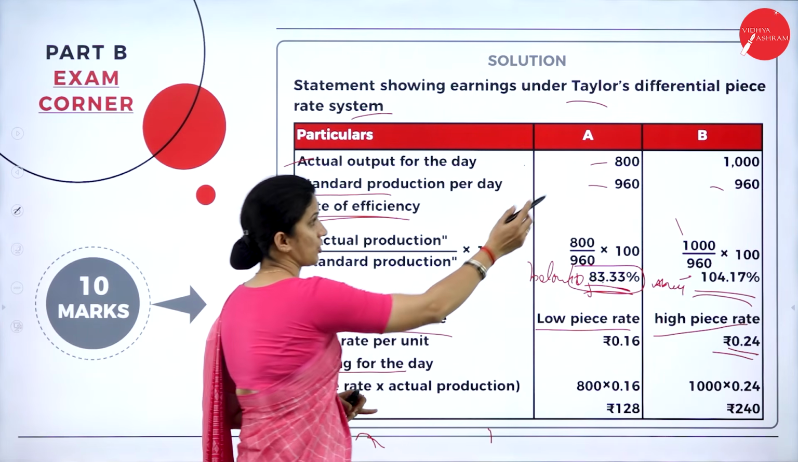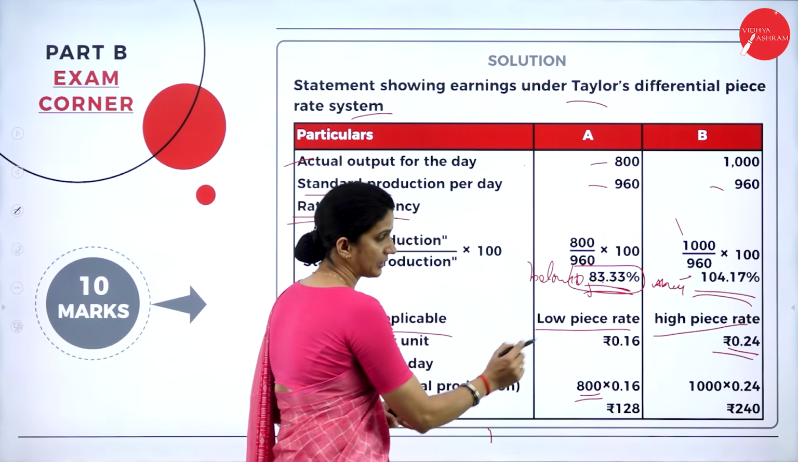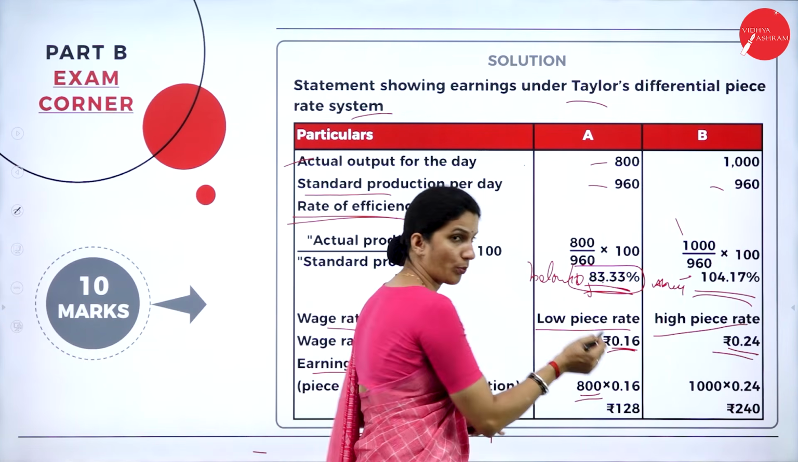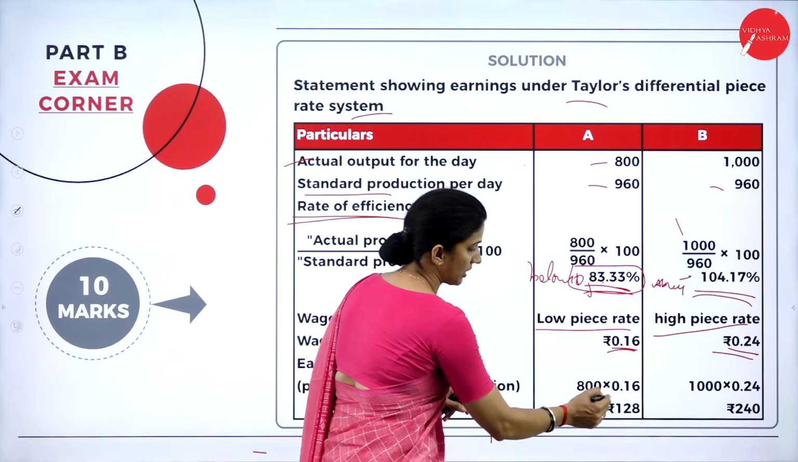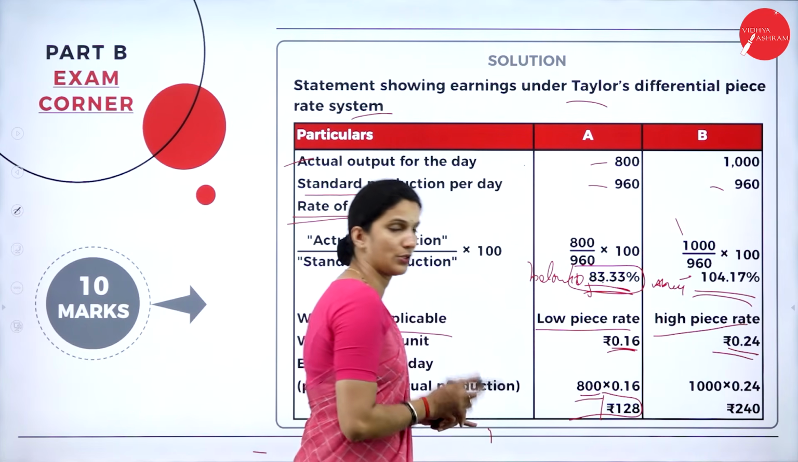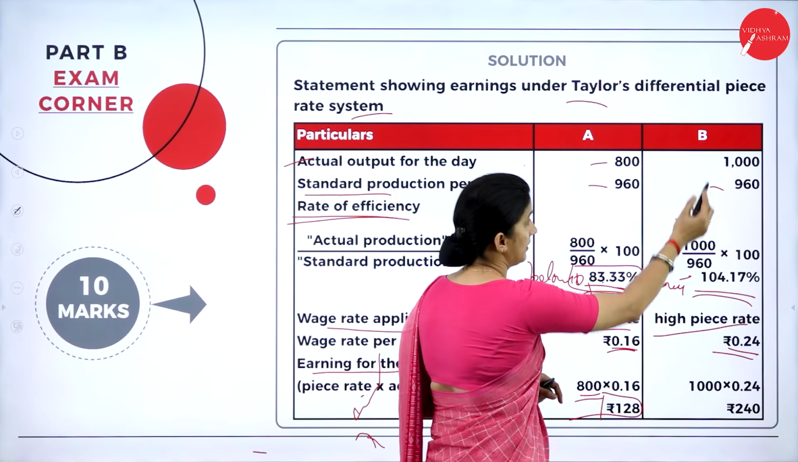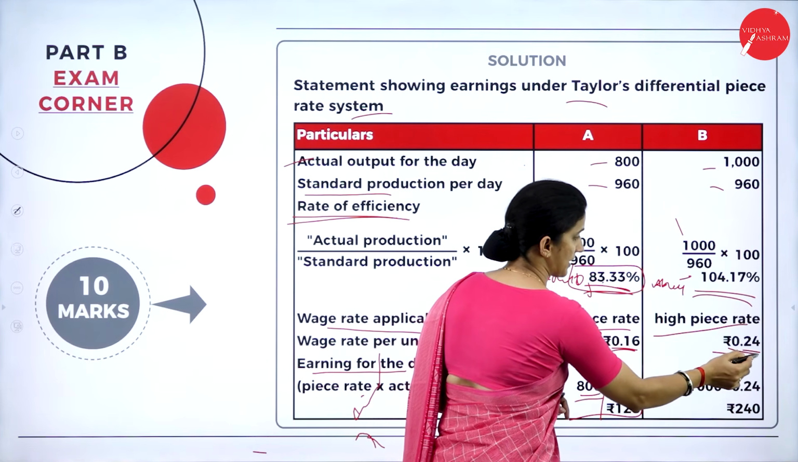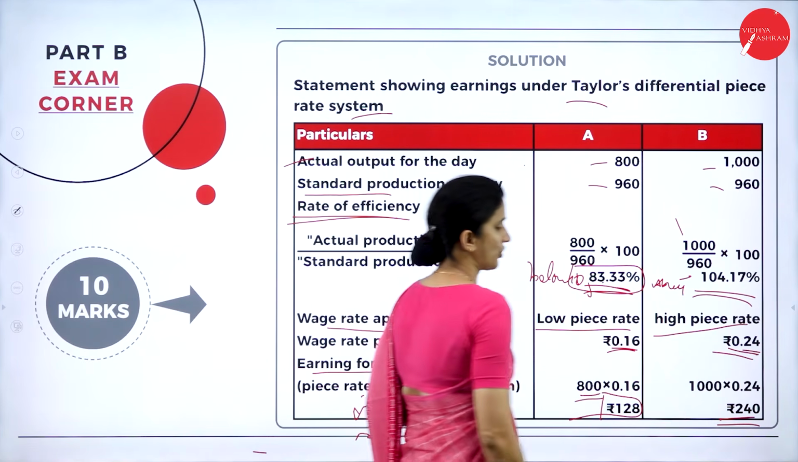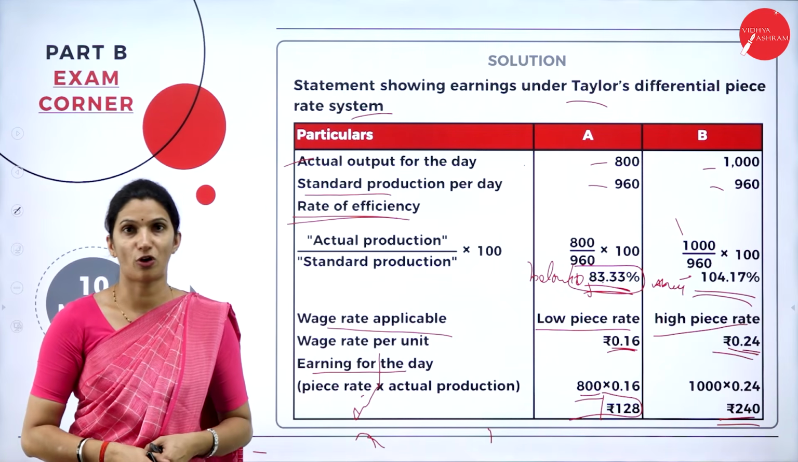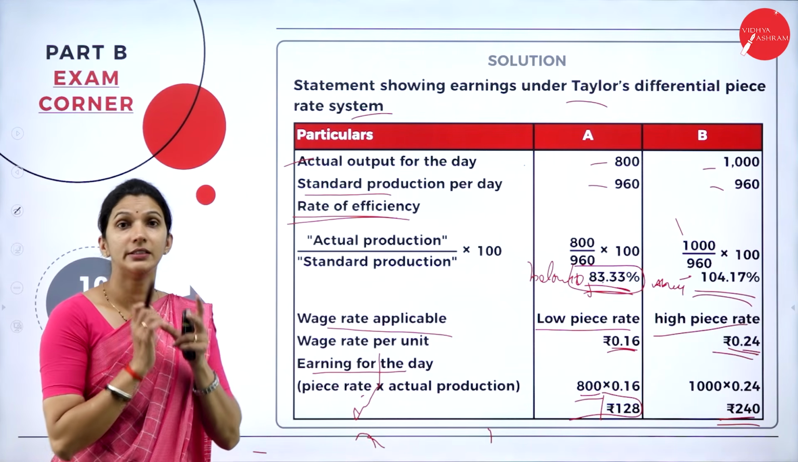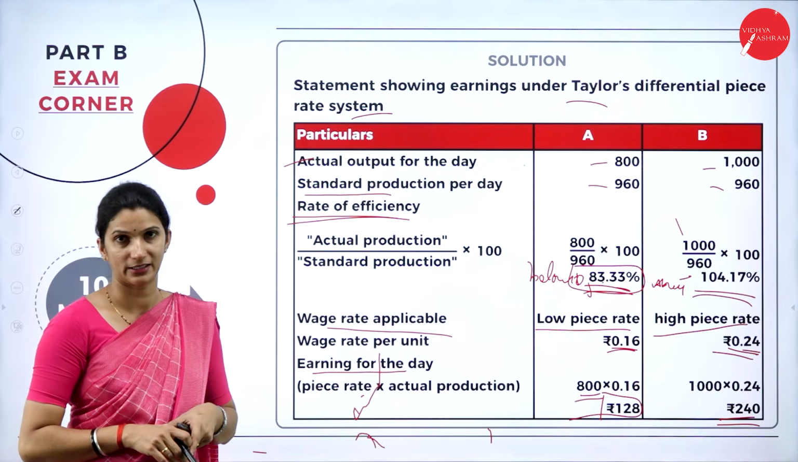The actual production of A is 800 and the piece rate he gets is 0.16, so the total earnings of A are rupees 128. For B, 1000 units into piece rate 0.24, so the total earnings of B are 240. This is under Taylor's differential piece rate method.